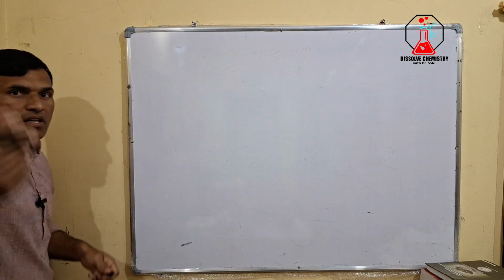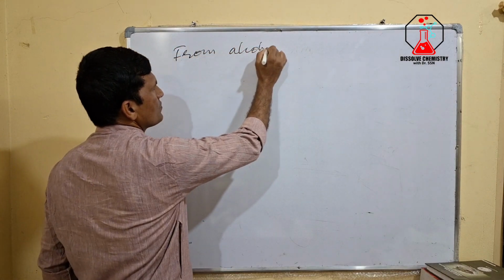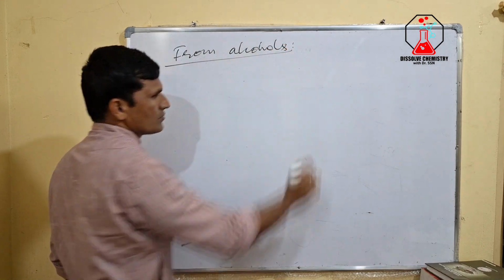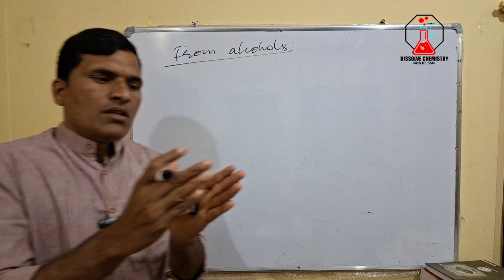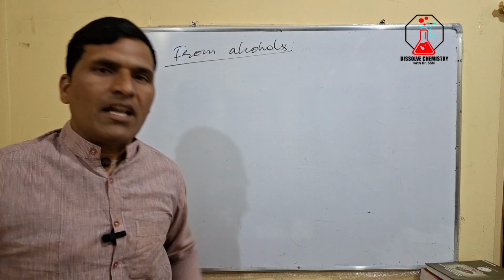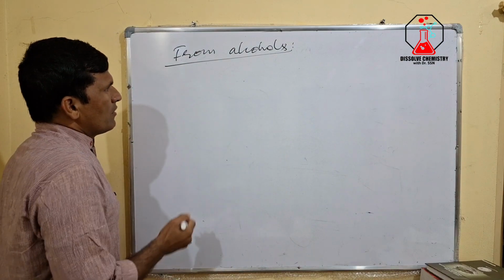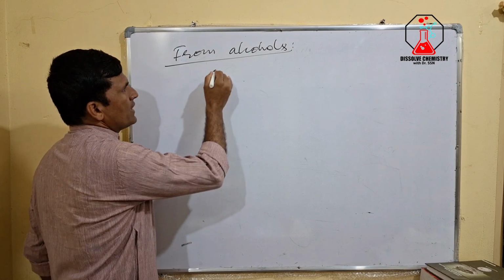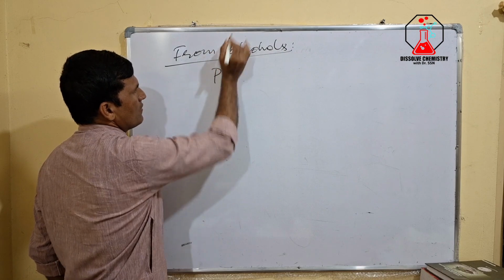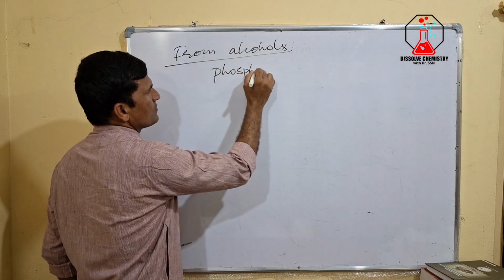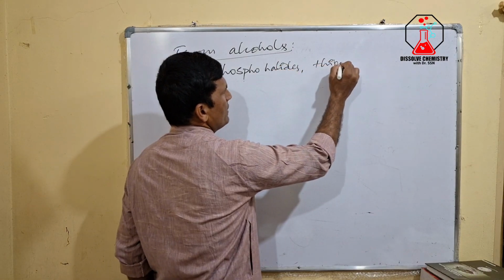Fine. Preparation of haloalkanes from alcohols, we will see. Whenever I say alcohols, it means we have to substitute a hydroxyl group with a halo group. That is our task. That task we can achieve by using a catalyst or halogenating agent such as phosphorus halides, and we can use thionyl chloride.